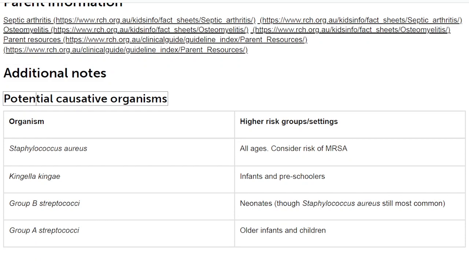Additional notes. Potential causative organisms. Organism: Staphylococcus aureus. Higher risk group/settings: all ages. Consider risk of MRSA. Kingella kingae: infants and preschoolers. Group B streptococci: neonates. Staphylococcus aureus still most common.